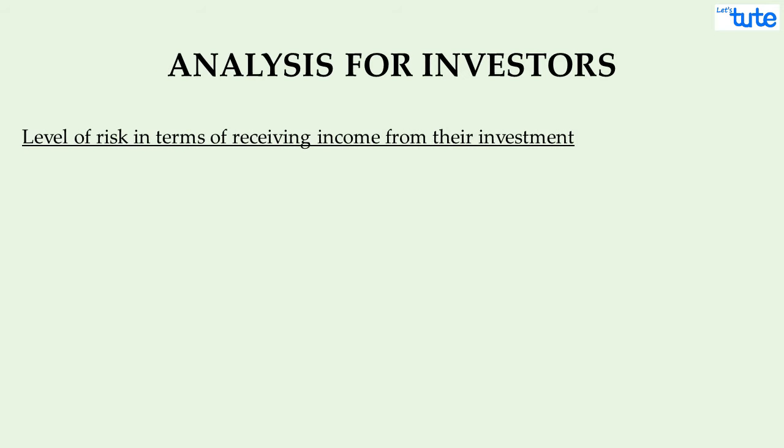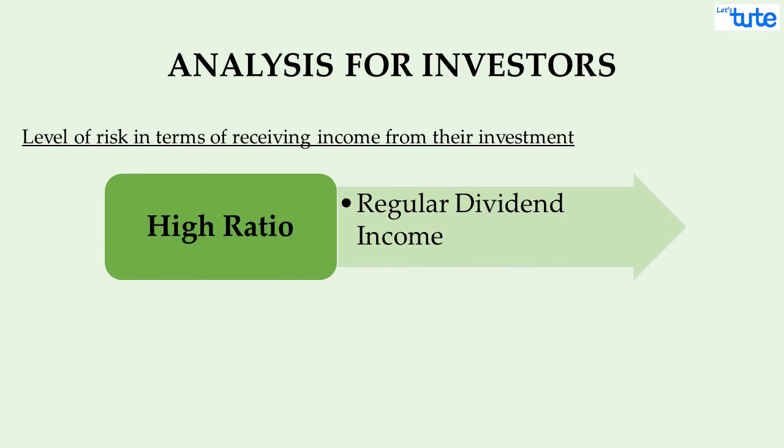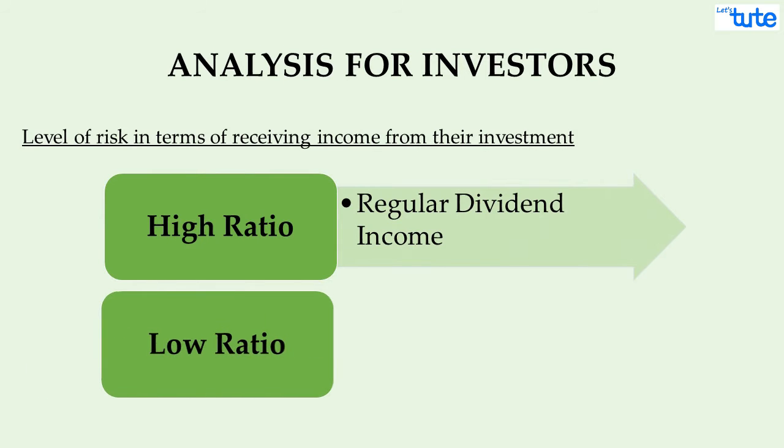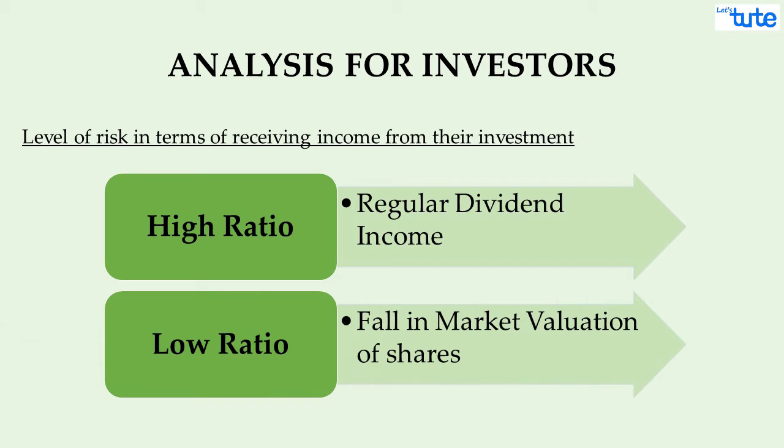Investors or potential investors use this ratio to study the level of risk involved in terms of receiving income from their investment. A healthy ratio would mean a steady inflow of dividend income, whereas the opposite would mean a negative impact on valuation of shares. So we hope this preference dividend coverage ratio is quite clear to you.